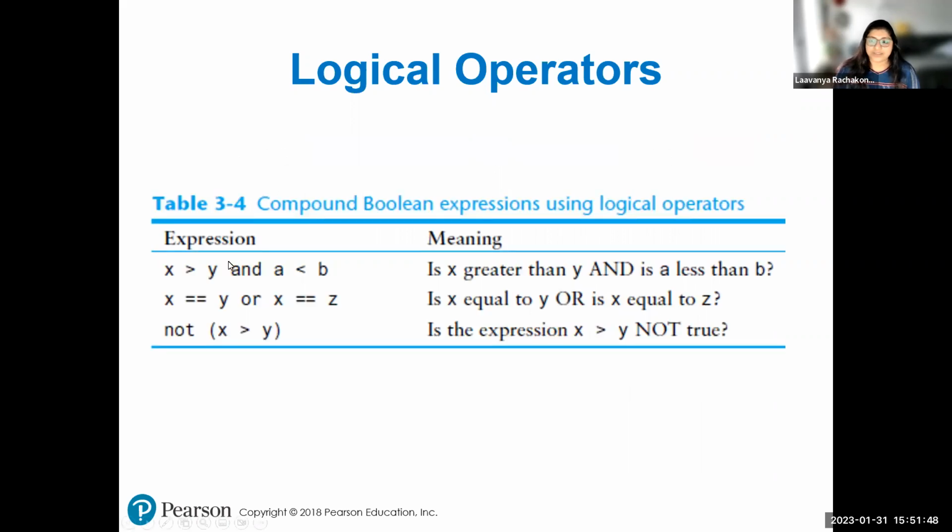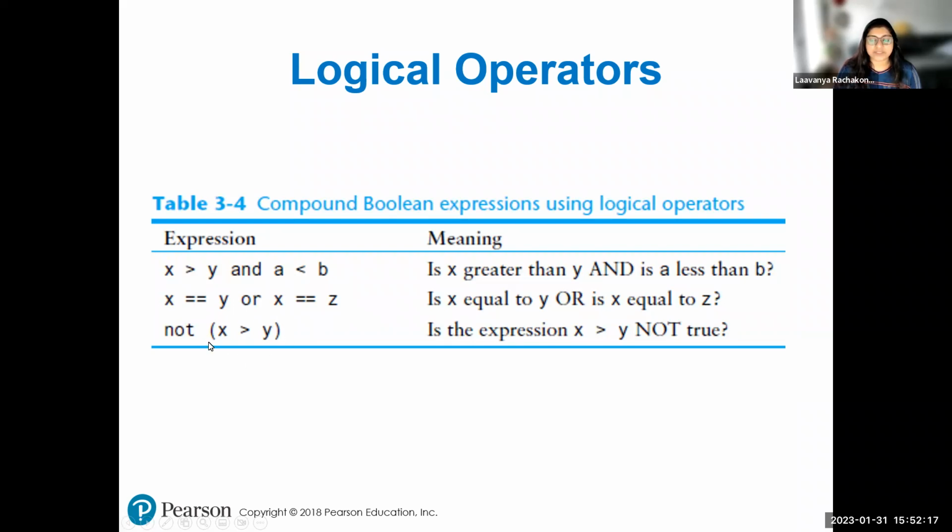So let's take this example. Is x greater than y and a less than b? If that is the case, if this compound expression value is true, only then the statements underneath that block will be executed. Is x equal to y or is x equal to z? If x is equal to either y or z, the statements underneath this block will be executed.